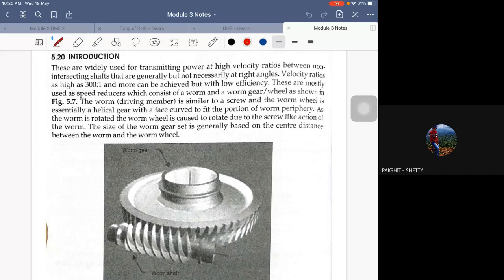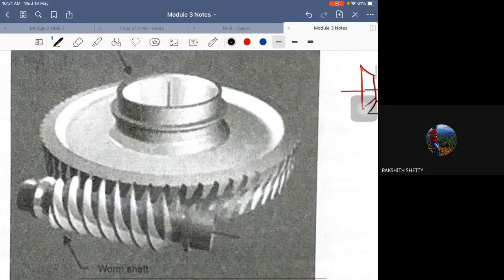It would be a perpendicular shaft. I'm talking about the bevel. So one gear would be something like this, and another gear would be attached perpendicular like this. So perpendicular shaft. For the perpendicular shafts, we'll be using bevel gears. That bevel gear will be covered after the worm gear. So worm gear you can see here. This is a worm gear.